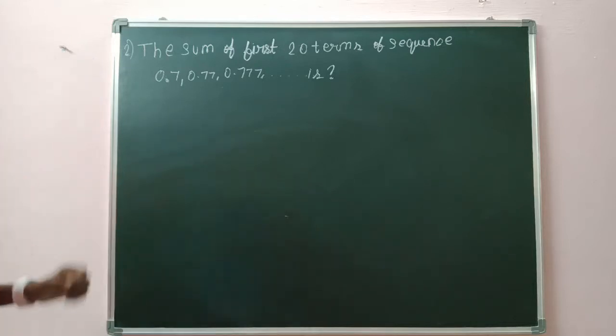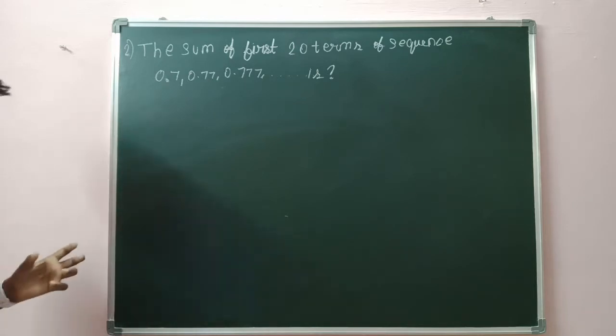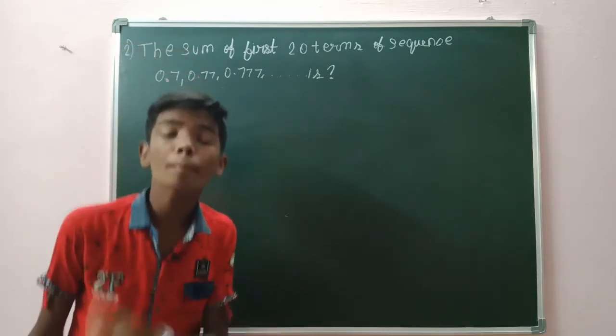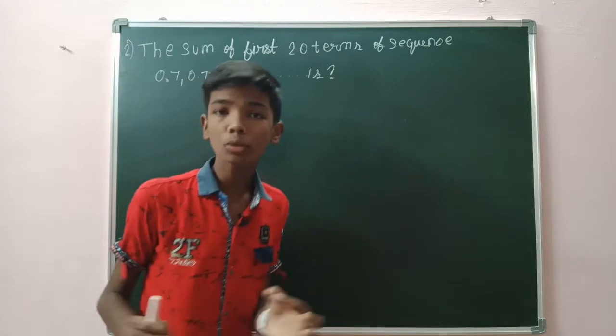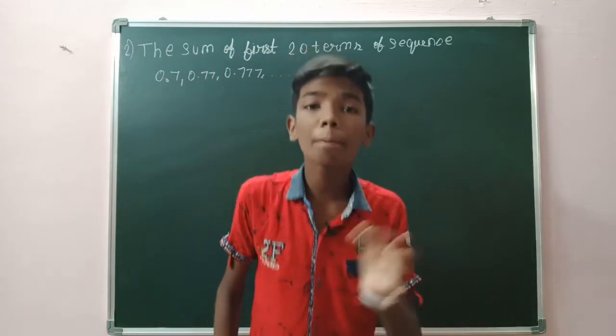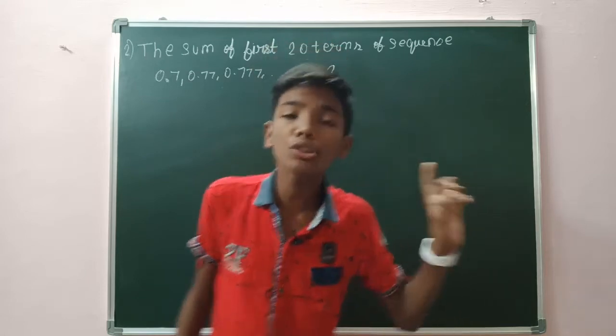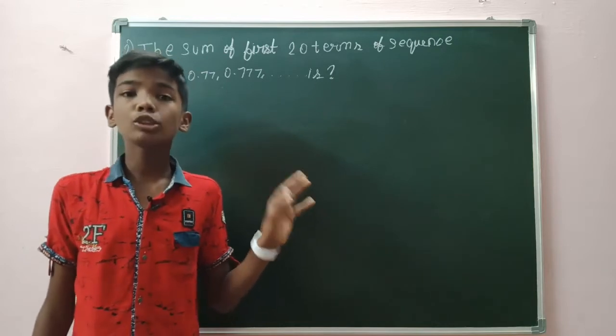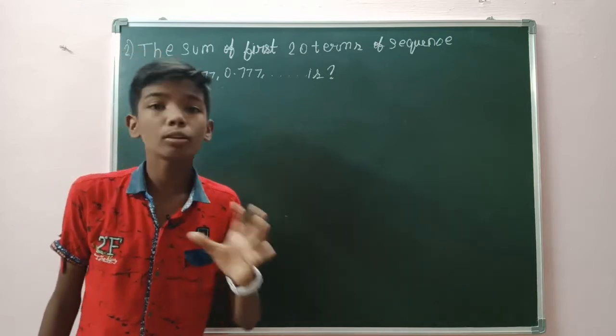Our next question is: the sum of the first 20 terms of the sequence 0.7, 0.77, 0.777, and it's going up to 20 terms. So people, how are we going to solve this question? Actually, this is an easy one. But for people who don't know the methodology or the way to solve this question, it's going to be a difficult part. This question was asked in JEE Mains 2014. It's a JEE Mains PYQ question.